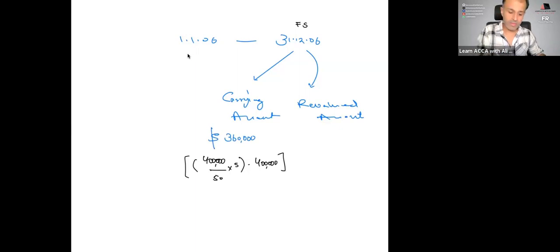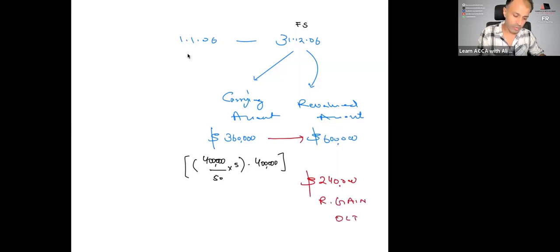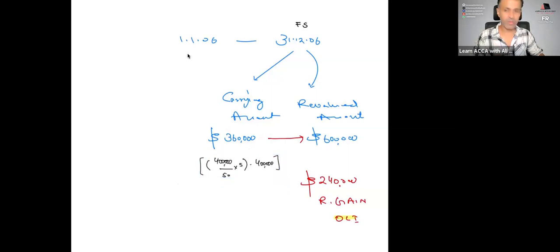The revalued amount they've given us is 600,000, so that takes the value of the asset up to this. The valuation gain of 240,000 that we have found will be recognized in OCI. You should not forget this from the earlier topic of valuations. Is this the way we always value an asset? We work out the carrying amount, compare it to the revalued amount to see the gain or loss, and a gain on valuation goes in OCI.